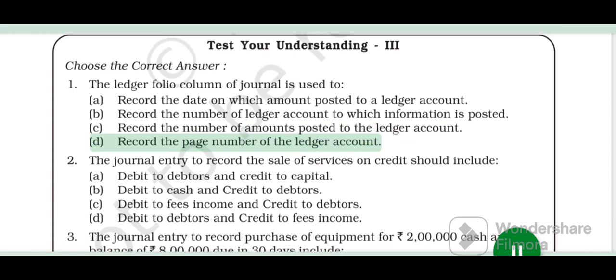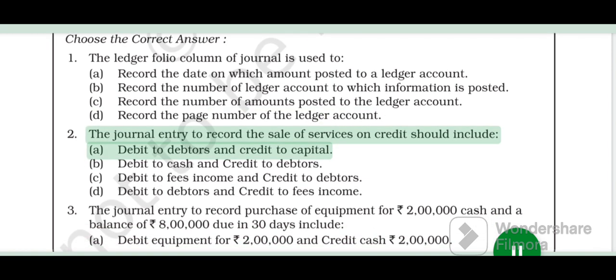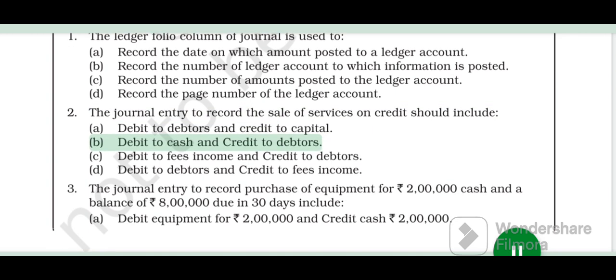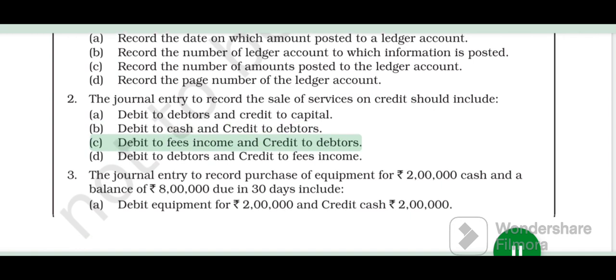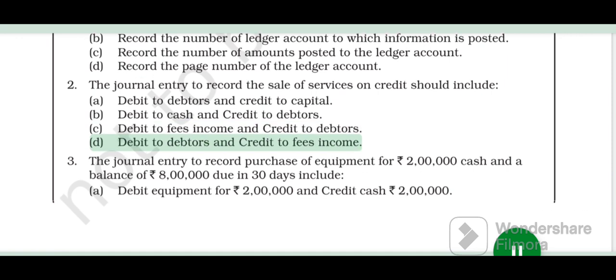D. Record the page number of the ledger account. 2. The journal entry to record the sale of services on credit should include: A. Debit to debtors and credit to capital. B. Debit to cash and credit to debtors. C. Debit to fees income and credit to debtors. D. Debit to debtors and credit to fees income.